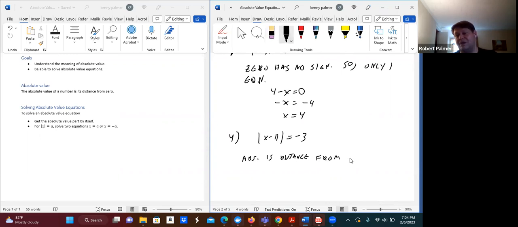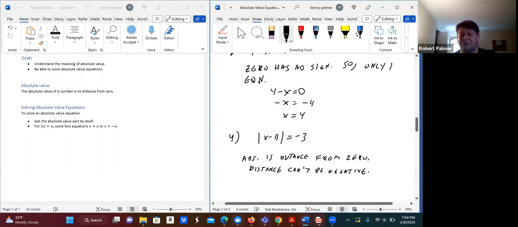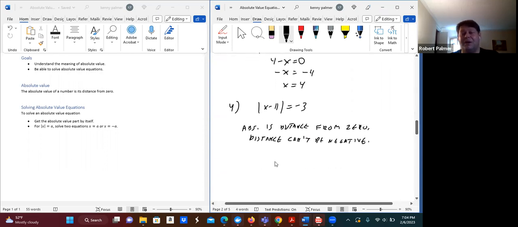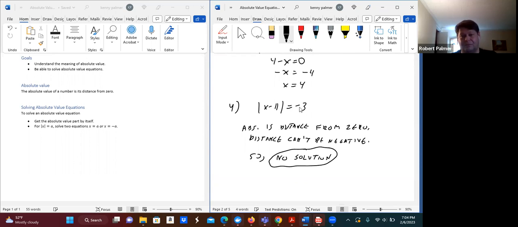And of course, a distance can't be negative. It can be either positive or 0, but it can't be negative. So what that means in this case is we have no solution, meaning there's no value of x I can plug in that will make this true. Once again, absolute value is distance from 0, and this is saying the distance from 0 would be negative 3. It's not possible. So there's no solution.